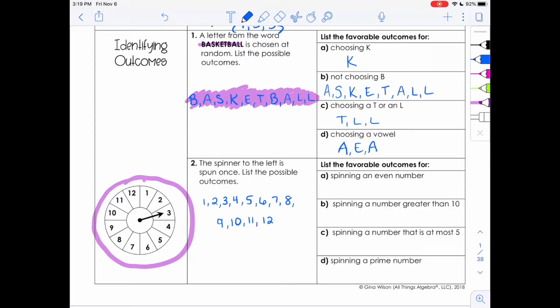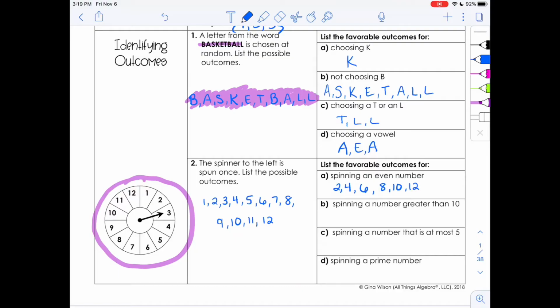So if we wanted it to land on an even number, it could land on 2. That's on our spinner and it's even. It could land on the number 4, also an even number on our spinner. It could land on 6. It could land on the number 8. 8 is even and it's on our spinner. It could land on the number 10. And it can land on the number 12. All of those are even numbers on our spinner.